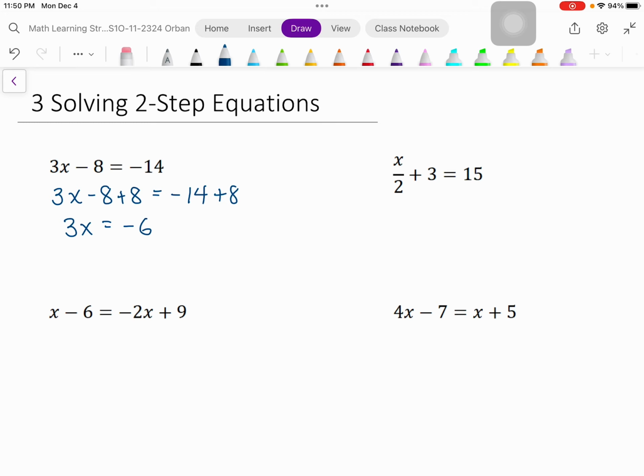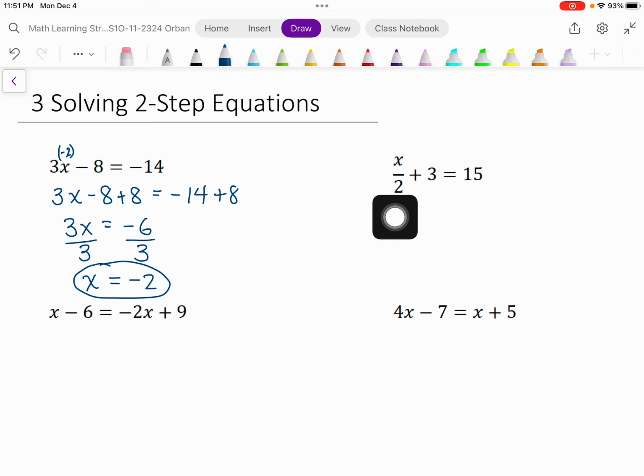So now I'm done addition and subtraction. I don't have any more of that left, but I have a multiplication. I have 3 times x. So I'm going to undo that by dividing both sides by 3. And that's going to leave me with the x isolated, so just 1x left on the left side, and negative 6 divided by 3 is negative 2. So x is negative 2 is the solution. Now if I check back, 3 times negative 2 is equal to negative 6, and negative 6 subtract 8 is equal to negative 14.